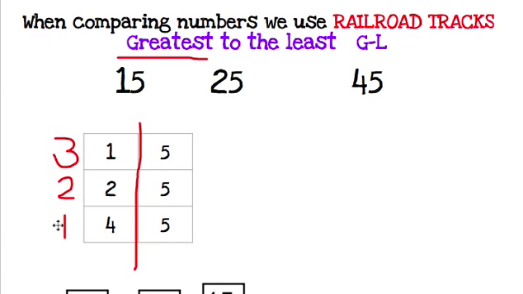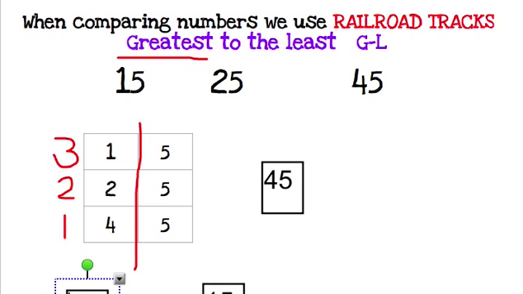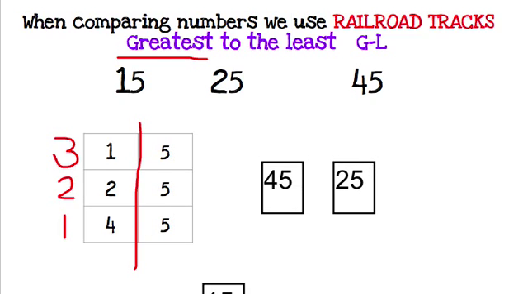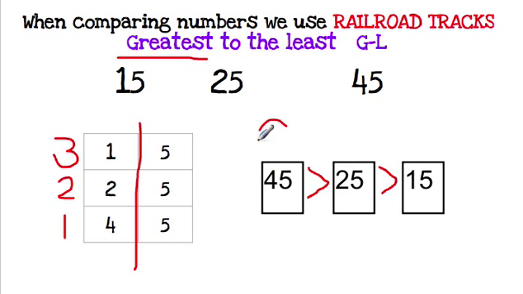Now I look at number 1, which is 45. 45 was my biggest number. So I will take 45 and put it first. 25 was my next number. So 25 would be next. And then my last number is 15. 45 is greater than 25, and 25 is greater than 15. This is the greatest to the least in order.